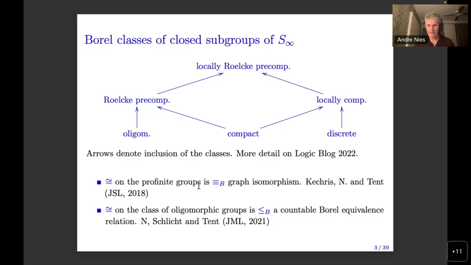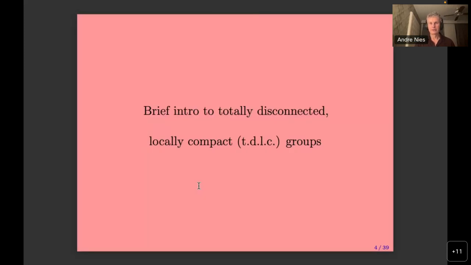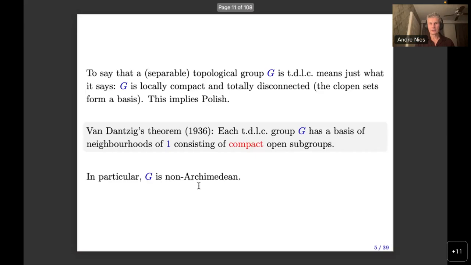All right, so that's a bit of the background. And now I give you a really brief intro to totally disconnected locally compact groups. So these letters just mean what I say. Locally compact, so that's certainly an important class, locally compact groups. You can do harmonic analysis, and it's been studied for a long while. But usually the groups were connected, so you get all these things on Lie groups and so on. And only more recently, people had looked at the totally disconnected case seriously, only since the work of Willis and others. So these two notions together imply Polish.